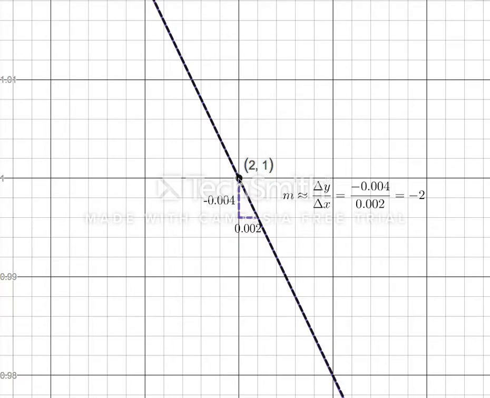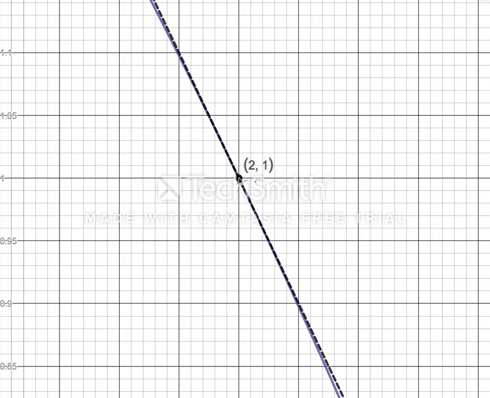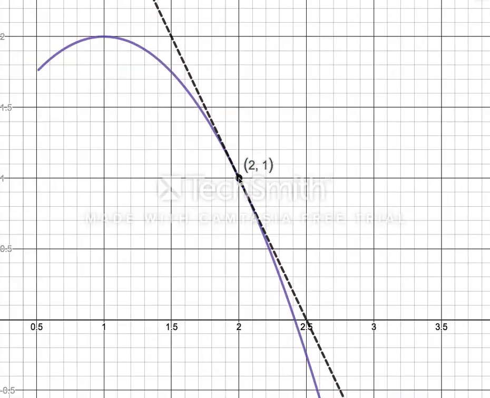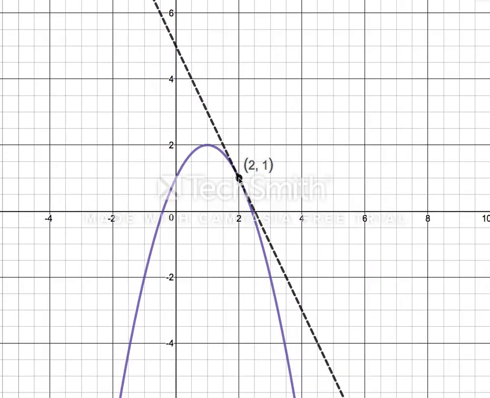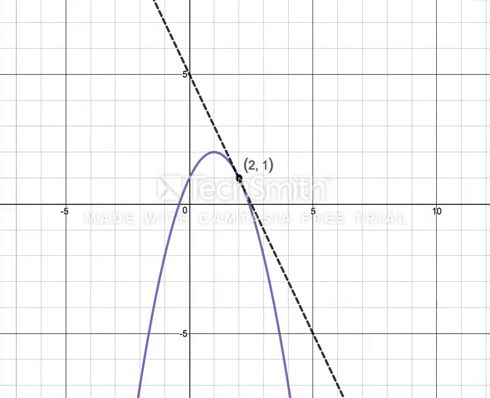But of course, if we zoom back out again, to a more normal scale, say our original one here, then we can see that the line only agrees for a mere second and then disagrees with our curve from there on out. So that's a visual representation of what we mean by the slope of the tangent line. But now let's get into formally defining what we mean.